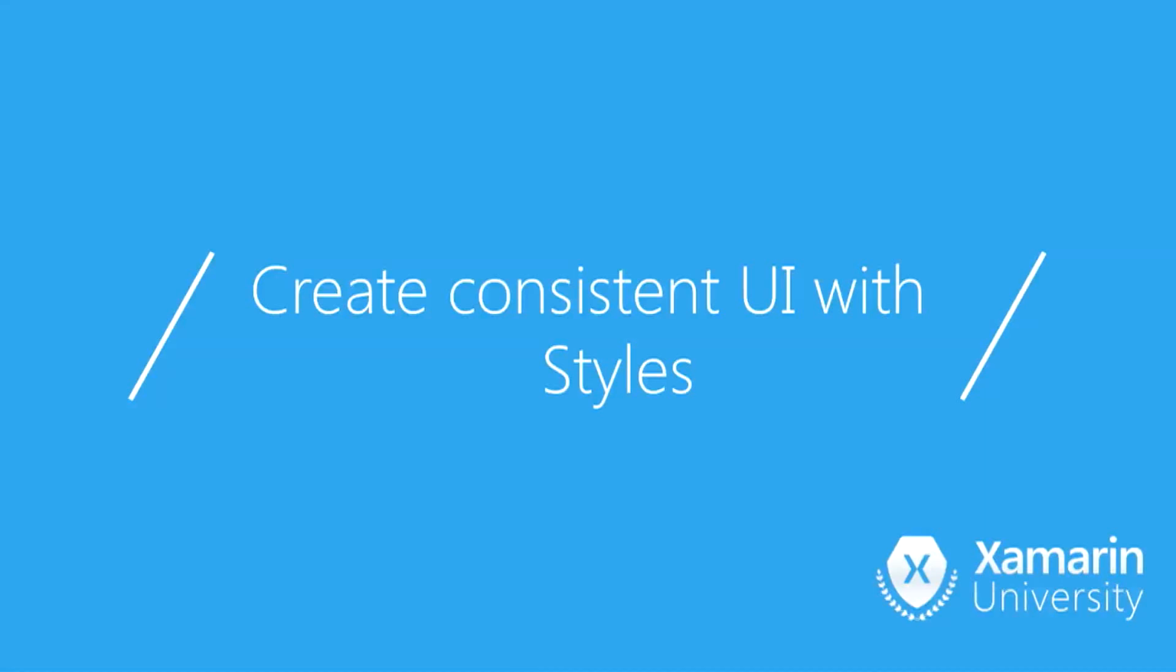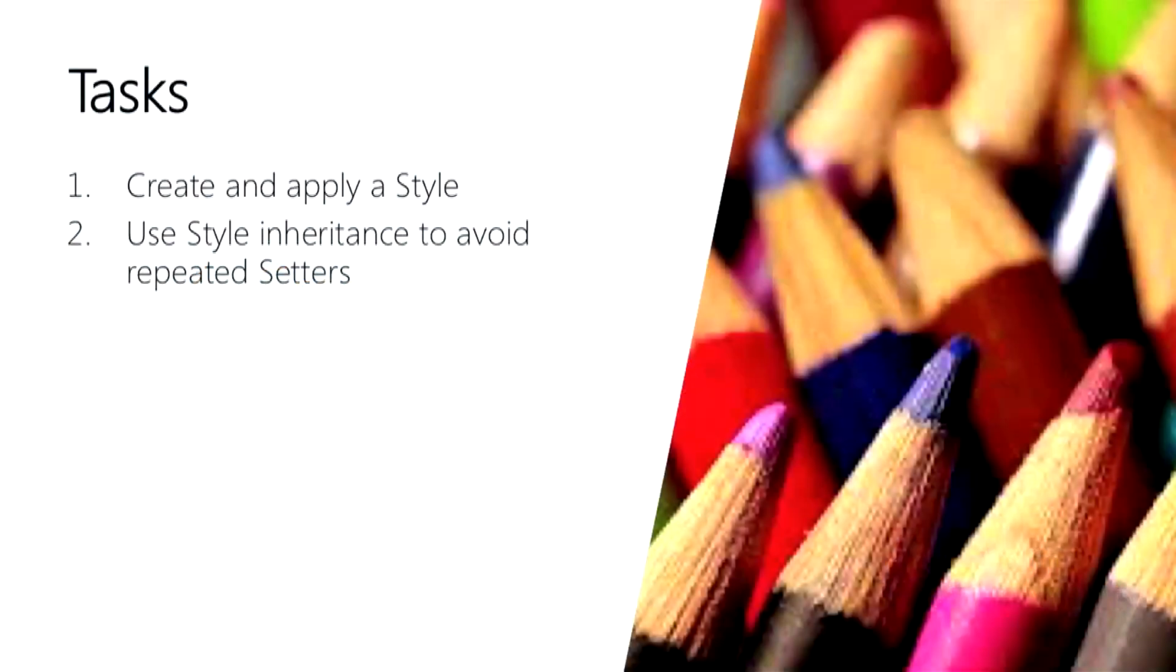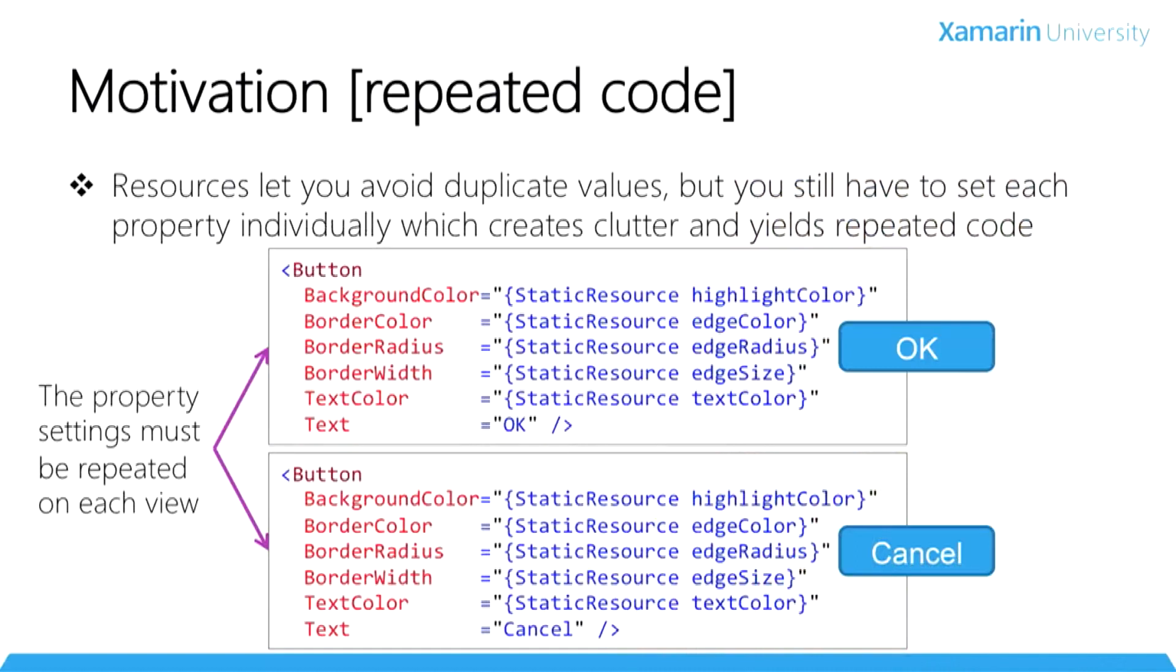In this objective, we'll consolidate groups of property values into styles, which you can then apply to a control in a single unit. We'll cover the basics of styles first, and then we'll use style inheritance to refactor our XAML. Resources are great to avoid hard-coded duplicate values in your XAML. However, they can be a bit tedious to apply. Each property value needs to be assigned individually, which yields cluttered, verbose XAML.